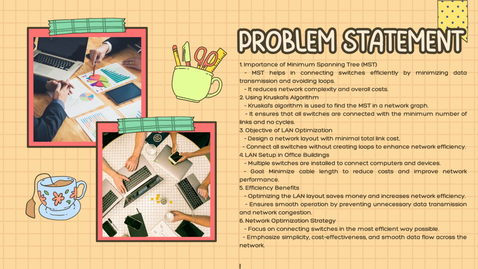When setting up a LAN in office buildings, we install multiple switches to connect devices. Our aim here is to minimize cable length, cutting costs and enhancing network performance. By optimizing our LAN layout, we save money and improve network efficiency. This optimization ensures smooth operation by reducing unnecessary data transmission and network congestion.